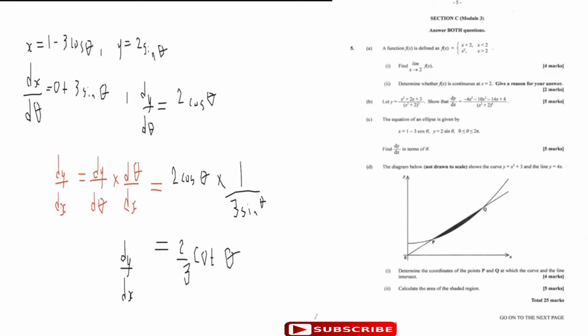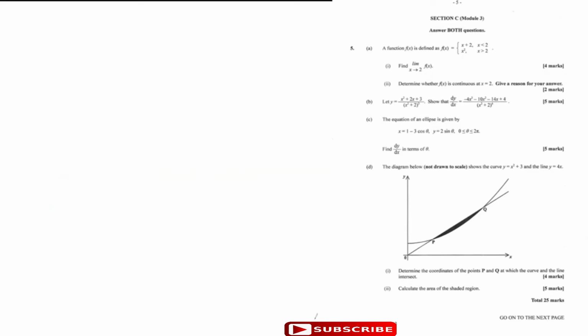Finally, we're looking at this now. It says that the diagram below shows the curve y equals x squared plus 3 and the line y equals 4x. Determine the coordinates of P and Q where the line and the curve intersect. So if we want the point of intersection, we substitute the line into the curve and we solve them simultaneously. So let's go ahead and do that.